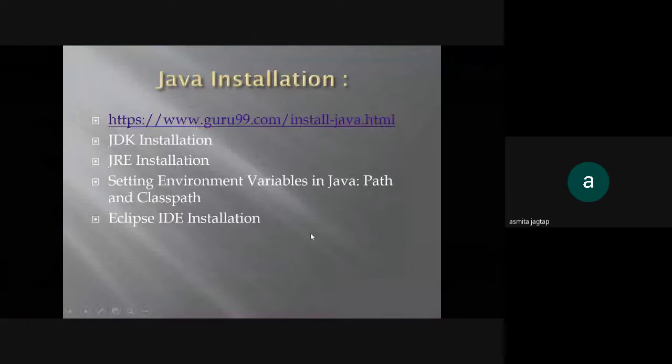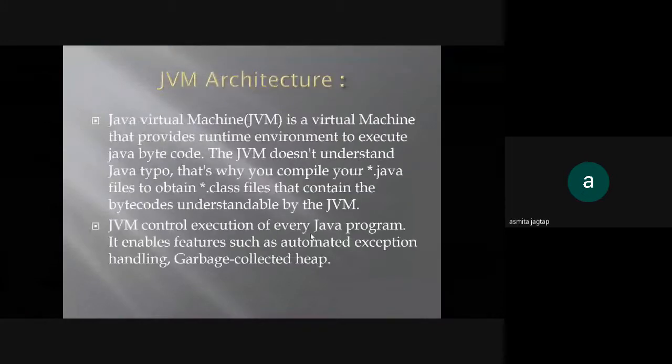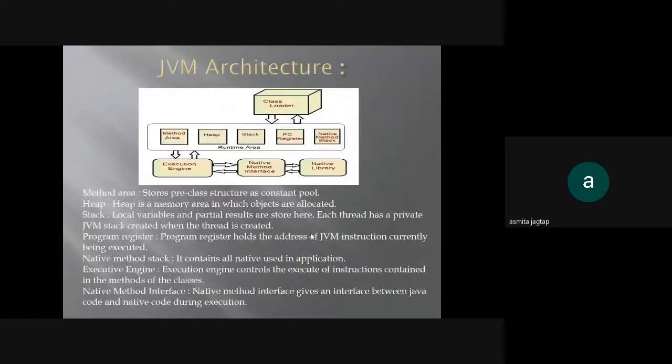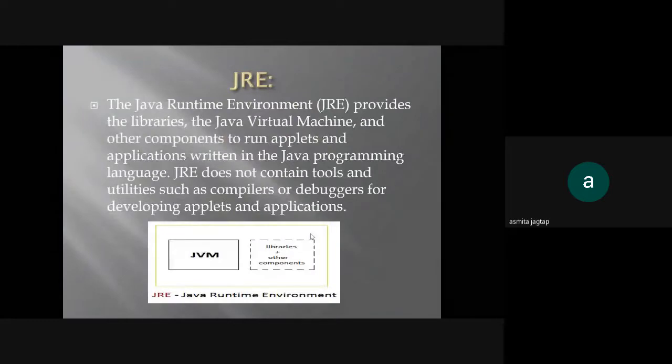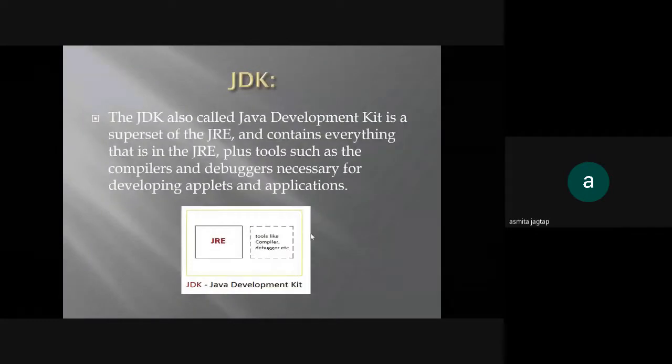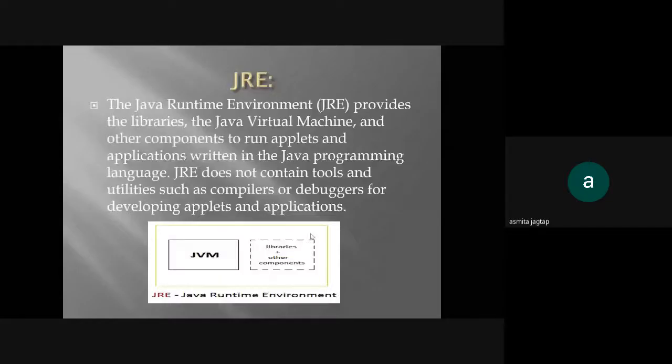Then the Java installation: JDK, JRE. The three important components in Java are JVM, JDK, and JRE. So, what is JDK? JDK is nothing but the Java Development Kit, which has tools like a compiler and debugger, and this is used while developing your code. JRE, the Java Runtime Environment, is needed for the execution of the program, and contains the libraries and other components.